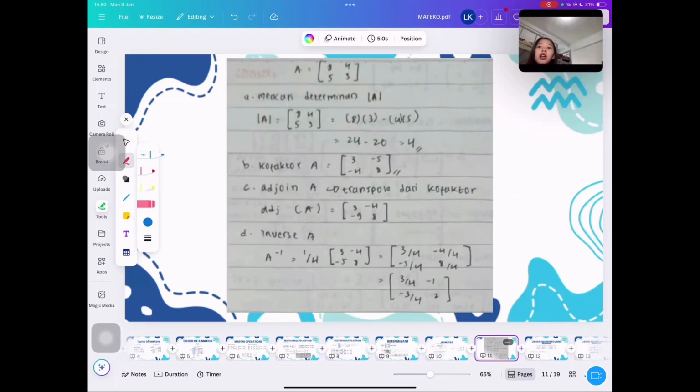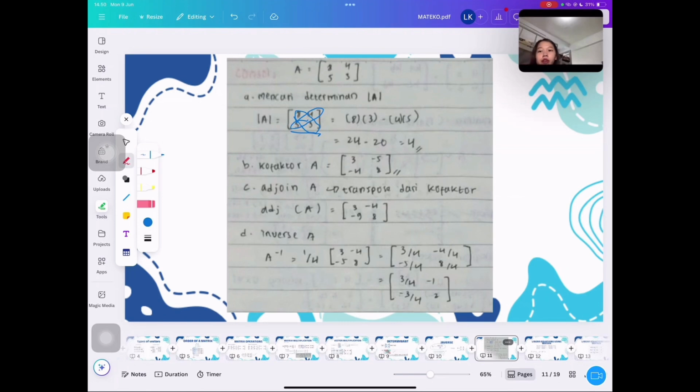So the first one, we have to find the determinant first. The determinant of A is 8, 4, 5, and 3. And then we just multiply diagonally like this, and the answer is 8 times 3 minus 4 times 5. The answer is 4.